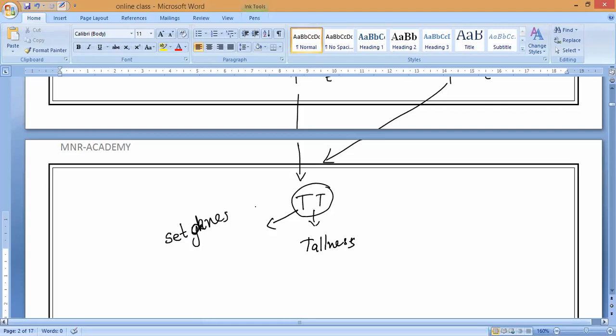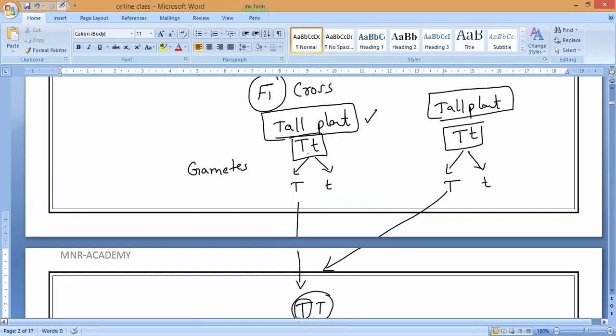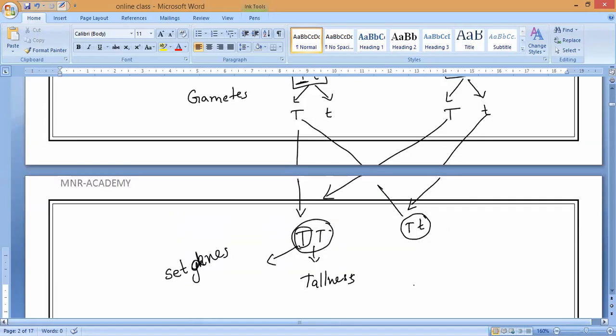Now, these genes: one gene is coming from one parent, and another gene is coming from the other parent. Yes or no? Now let me take the second set, the second characteristic. The first gene is coming from the first parent, and the second gene is coming from the second parent. So this is a set of chromosomes, or a characteristic which is transferred to the offspring. What is the character transferred here? Tallness only. Yes or no, guys?